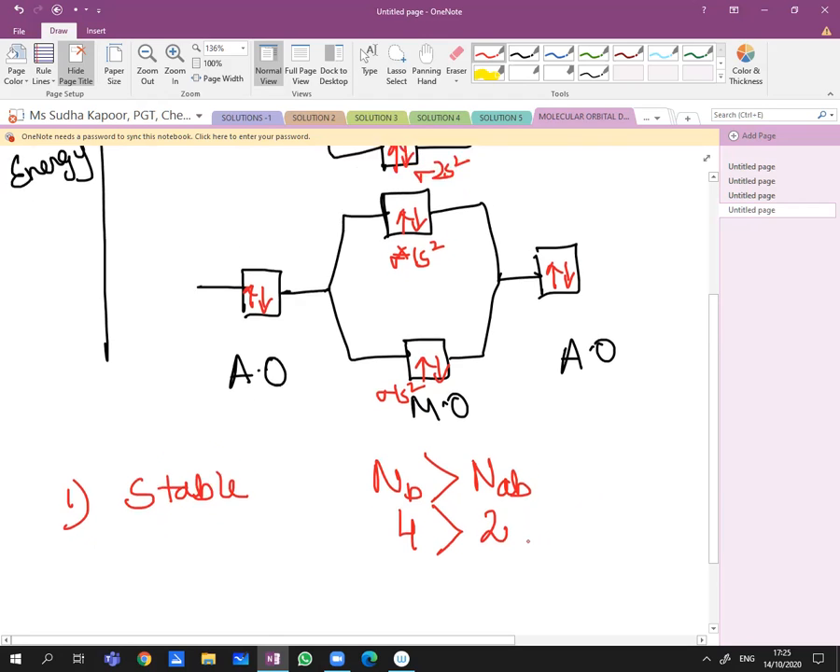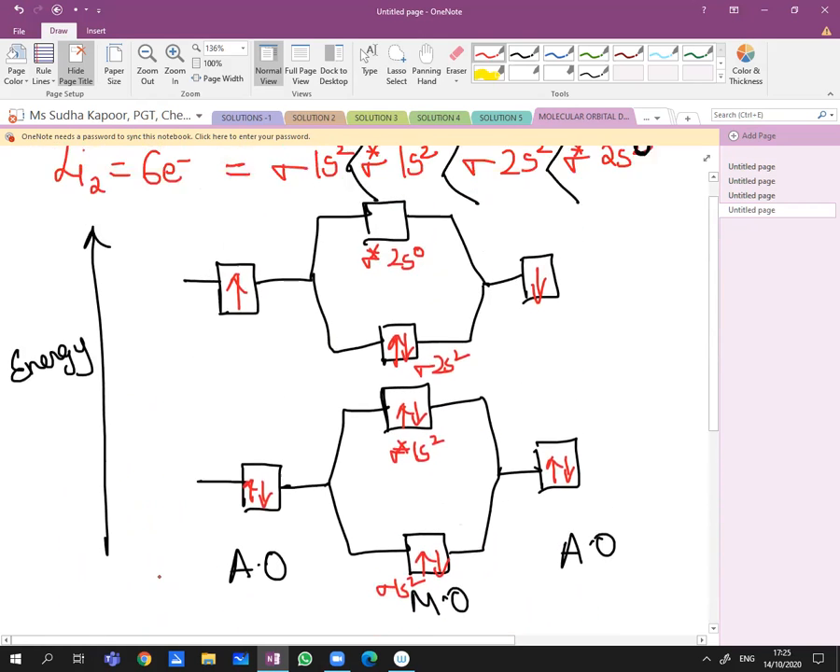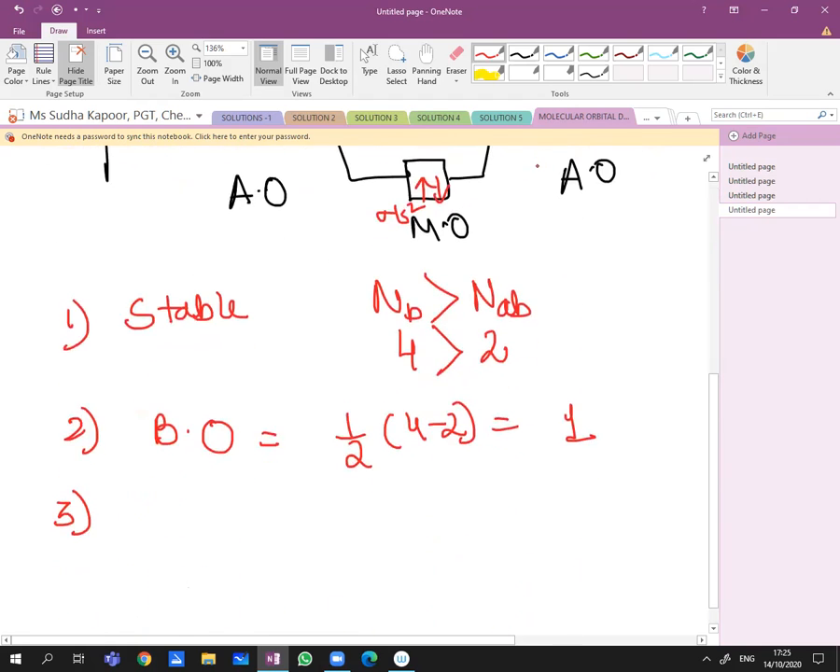Now coming to the other part, that is the bond order. The bond order is calculated as half of 4 minus 2, which comes out to be 1. The third point, whether it is paramagnetic or diamagnetic. Students, you are able to see that all have the power as 2, so we will write here diamagnetic in nature. So these are the few examples that we are dealing with: sigma 1s2, antibonding 1s2, sigma 2s2 and antibonding 2s2.